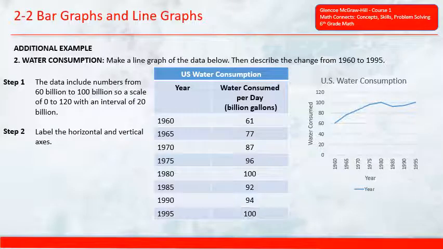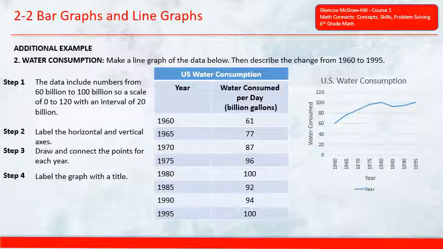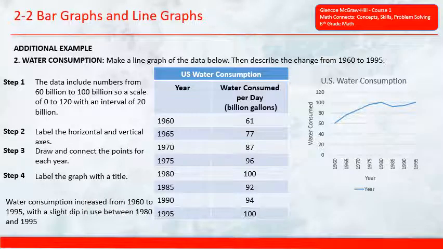Step 2, label the horizontal and vertical axes. Step 3, draw and connect the points for each year. Step 4, label the graph with the title. So all of those things have been done. We will do this together in class on the homework. And the water consumption increased from 1960 to 1995, with a slight dip in use between 1980 and 1995.